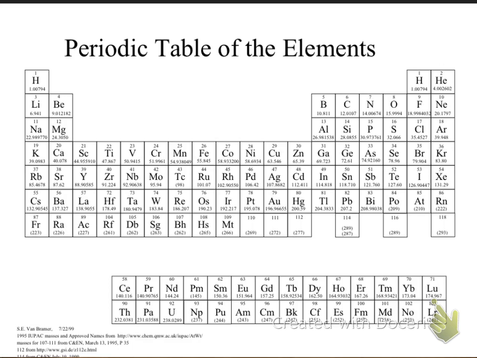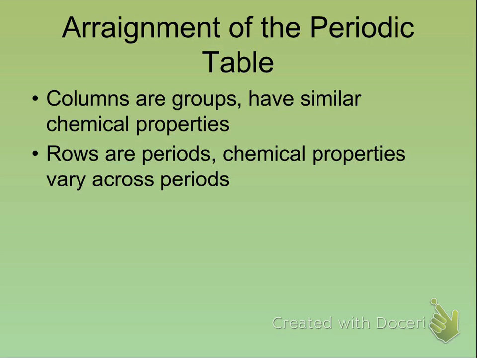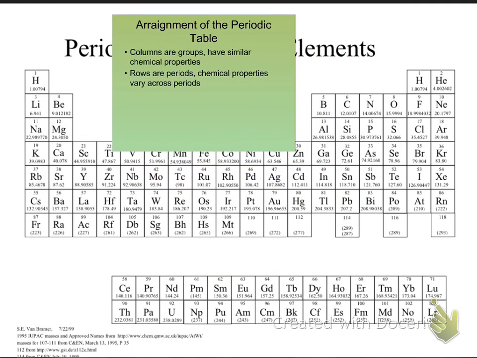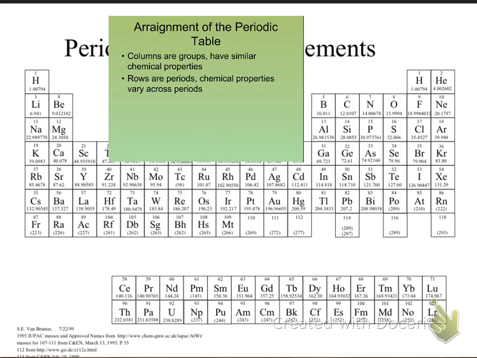But this is the periodic table. And like I said, it is the chief source of information about elements. We use it on a regular basis. And two things to be very aware of first off. We talk about groups and periods. And groups are the columns.